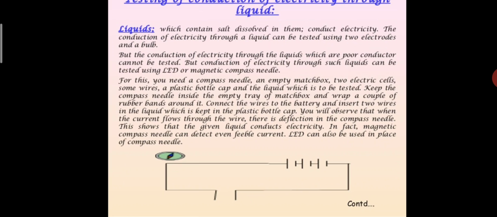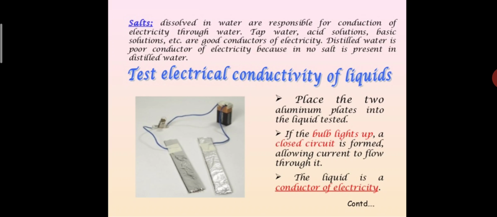In fact, a magnetic compass needle can detect even feeble current. An LED can also be used in place of the compass needle; in the case of an LED, it glows. Salts dissolved in water are responsible for the conduction of electricity through water. Tap water, acid solutions and basic solutions are good conductors of electricity. Distilled water is a poor conductor of electricity because there is no salt present in it.